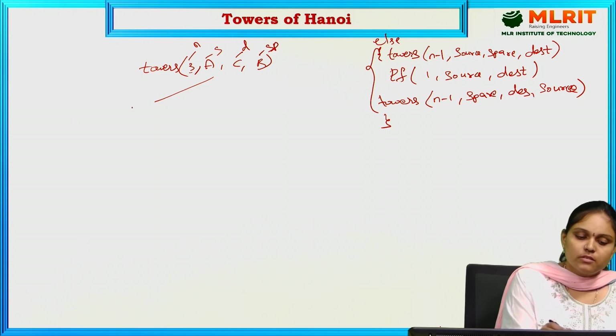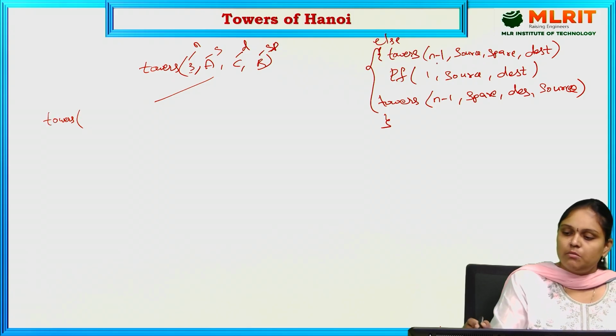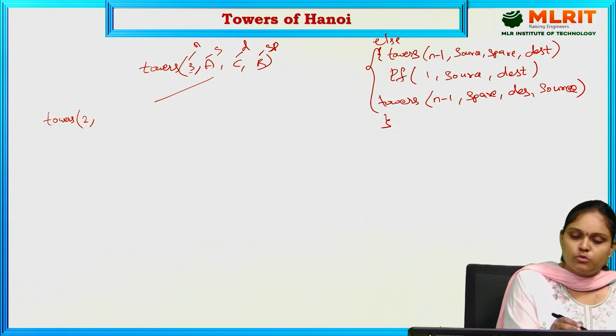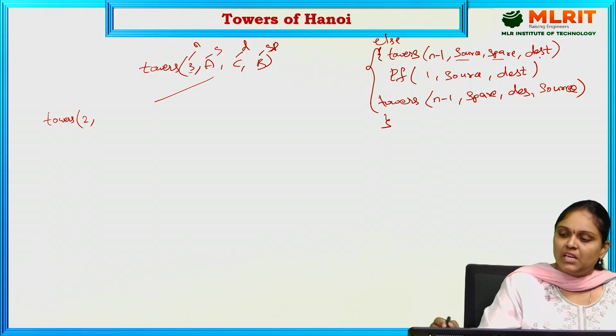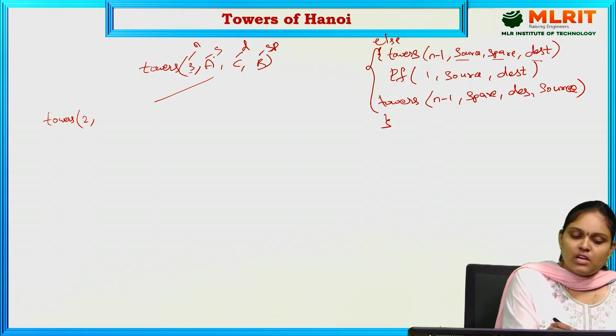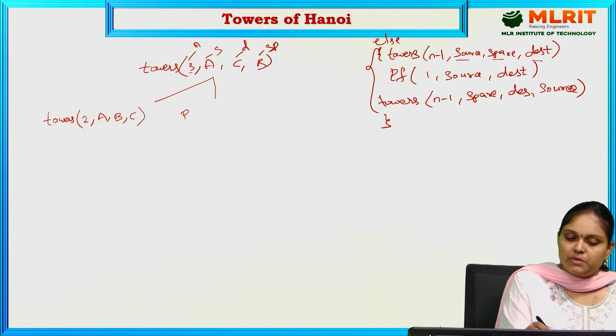That is, towers n minus 1, that is 3 minus 1 is equal to 2. And see here, source, spare and destination. The source value is A, the spare value is B, and the destination value is C. And next, by using this printf statement, we are moving one disk from source to destination. So the source here is A to C.